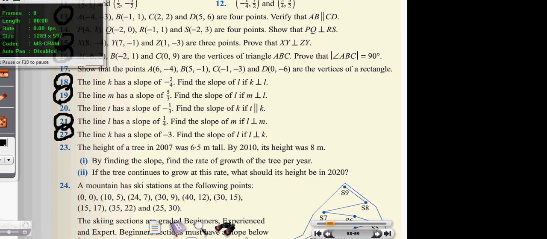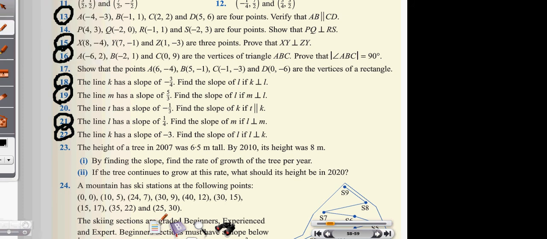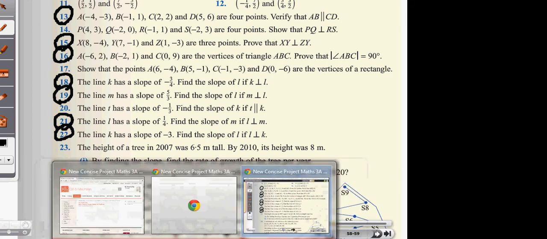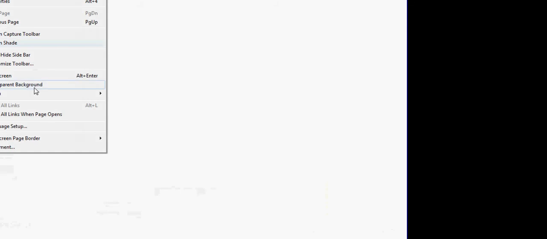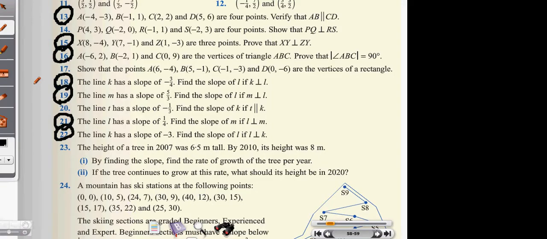Alright guys, this is just a quick explanation on how to do the following questions for homework tonight, okay? What we're going to do is view transparent backgrounds. This is for people who are getting stuck, okay?